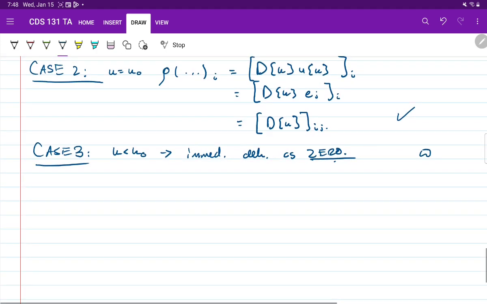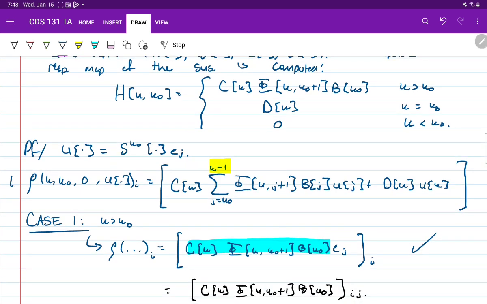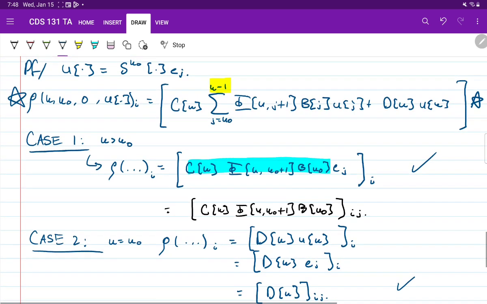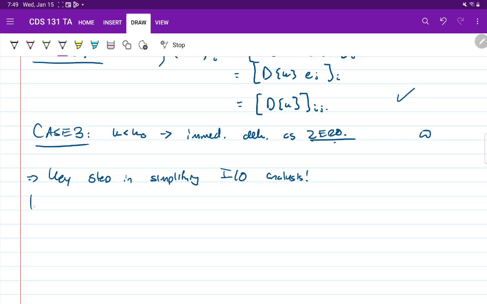So what are we going to do now? Remember, our whole goal in undertaking this process was to simplify the study of input-output analysis. We wanted to come up with some really nice, clean formula so that we don't have to use this really long, messy formula for the IO map. A key step in doing this is to recognize that we can write any input as a sum of impulses. So a key step in simplifying IO analysis: we can represent any signal out there just as a sum of impulses. Let me state this in the following lemma.